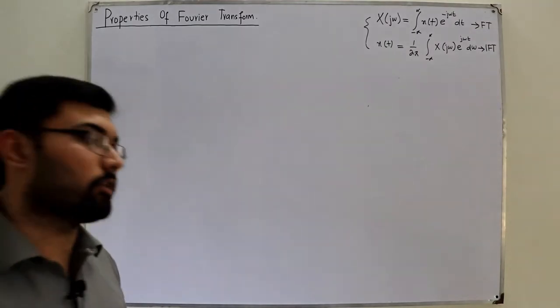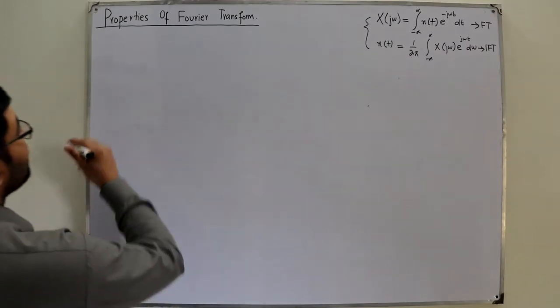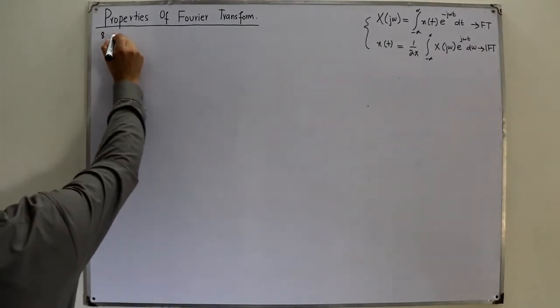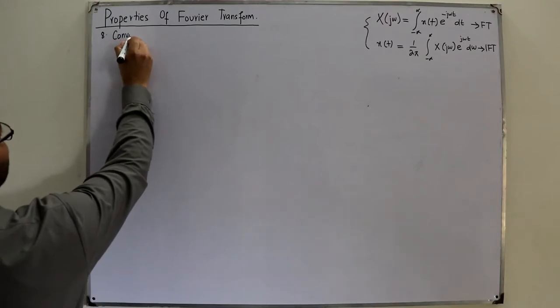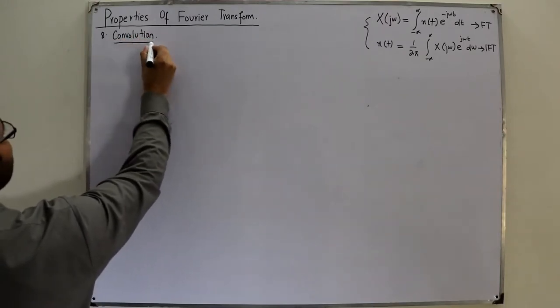We continue the properties of the Fourier transform. Out of which now I believe this one is the eighth property. Yes, it is. So the eighth property I discuss is the convolution in time domain. And what do I mean by convolution?